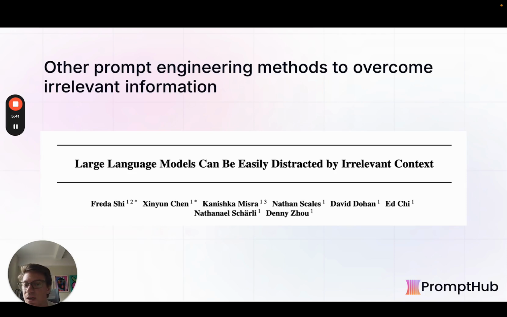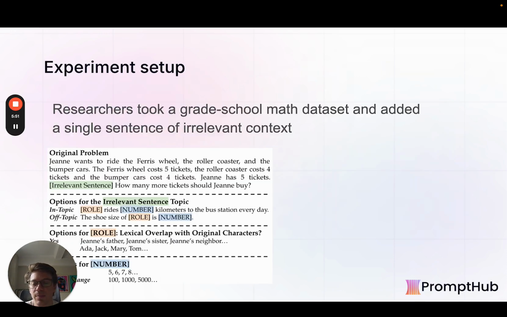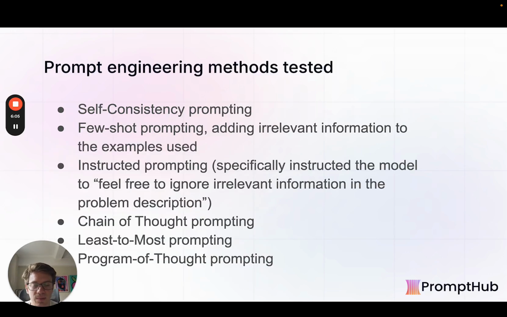Continuing on this path of models being distracted, there's another paper, and both will be linked below, that looked at different prompt engineering methods that could be used to combat irrelevant text in prompts other than System 2 Attention. Basically, they took some math questions and injected an irrelevant sentence somewhere in the prompt. It could take a couple of different forms.